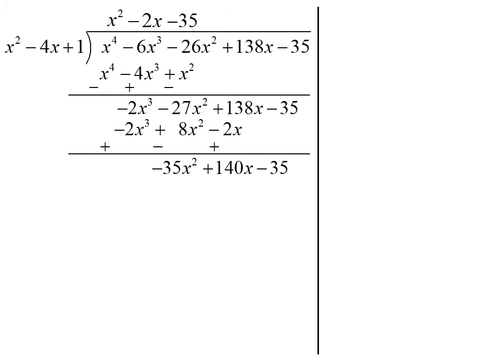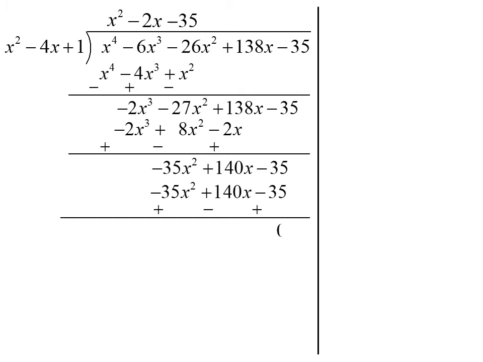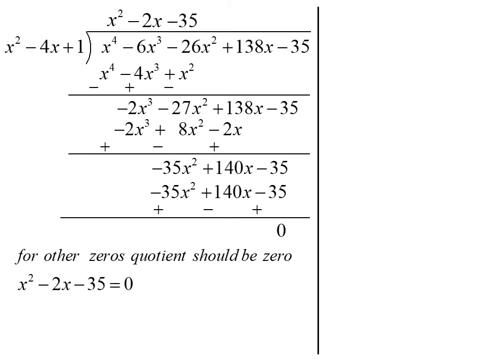The next term will be minus 35. So again it becomes minus 35x squared plus 140x minus 35. Now changing all the signs, plus, minus and plus, all terms cancel out, so my remainder becomes 0. Now, for the other zeros, the quotient should be 0. So we know that x squared minus 2x minus 35 should be 0.